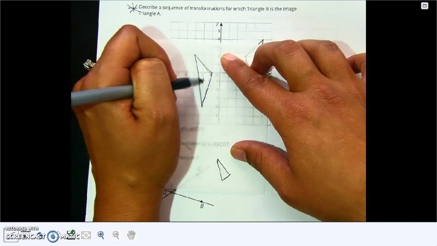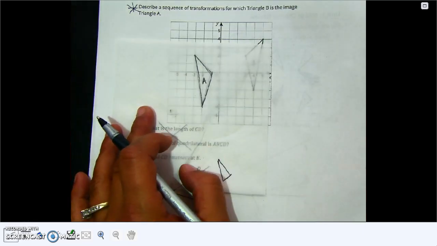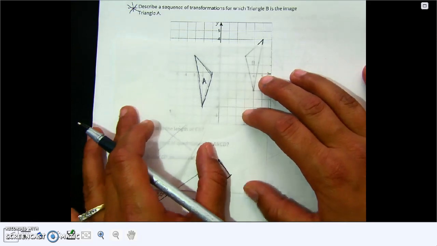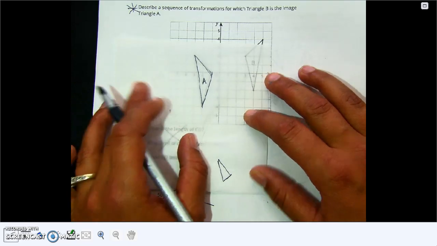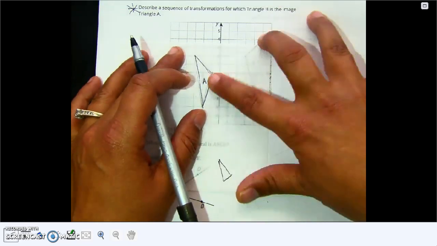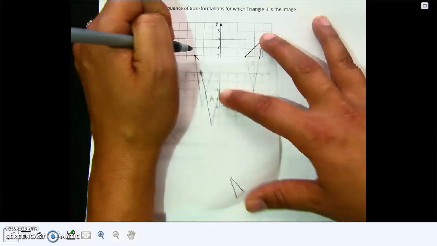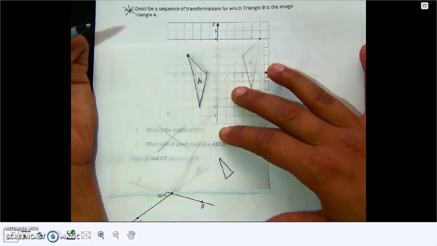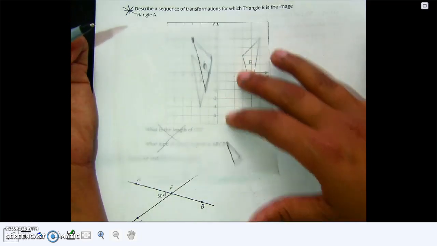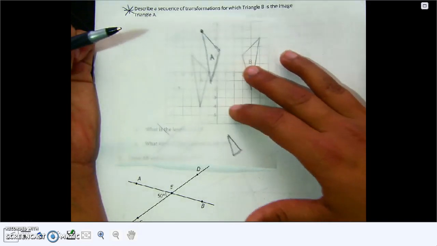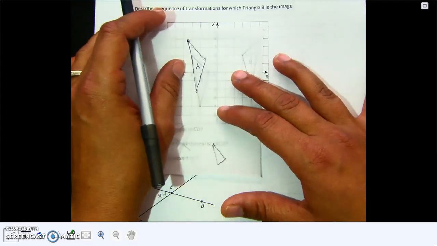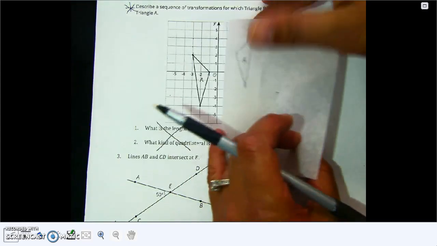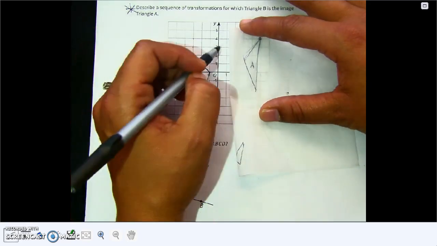So there's my triangle A, and I got to figure out, did I rotate? Did I translate? Did I flip? Did I turn? Did I slide? Did I flip? So here I can see, well, they're not on the same, so I need to look. I'm going to pick this point here. This point, I know I have to translate, which means slide. So I'm going to slide up, and I'm going to go up 1, 2. So I'm going to go up 2. And what I'm going to do is I see that I need to flip over the line Y. So in this one, it translated.